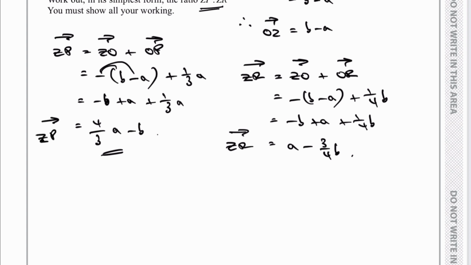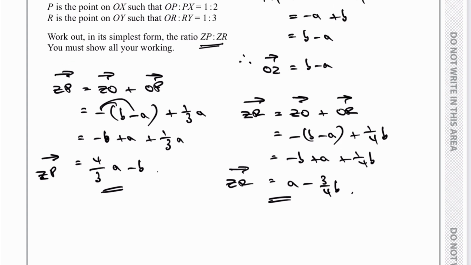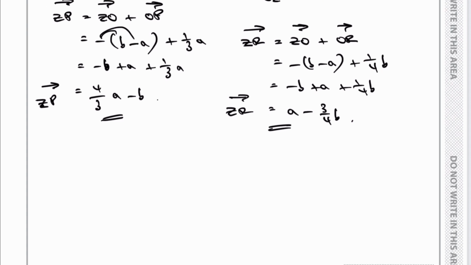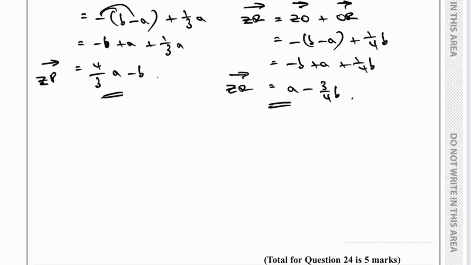So these are the two bits of information I need in order to work out the ratio, which we've got there, ZP to ZR. Okay, so this is going to be a little bit trickier, but hopefully you'll see that what I can do is, if I look at ZR, I can factorize ZR by 3/4. Now the reason I'm going to do that is, you'll see hopefully in a minute.